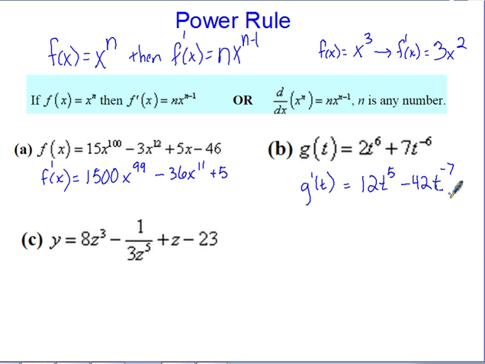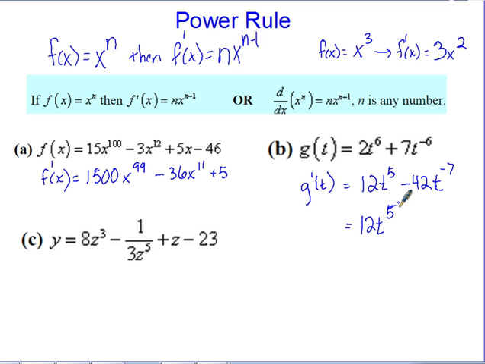Now here's an issue. We don't like negative exponents, right? Does anybody remember how to fix a negative exponent? Put it over 1 and take a reciprocal. Essentially, you're going to move it to the bottom, but only that thing. So this 12t to the 5th is fine. It doesn't have any negative exponents, so I'm going to leave it there.